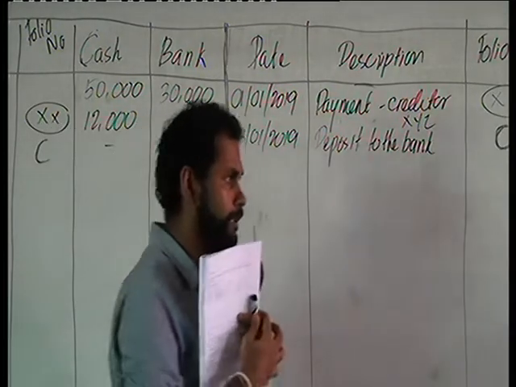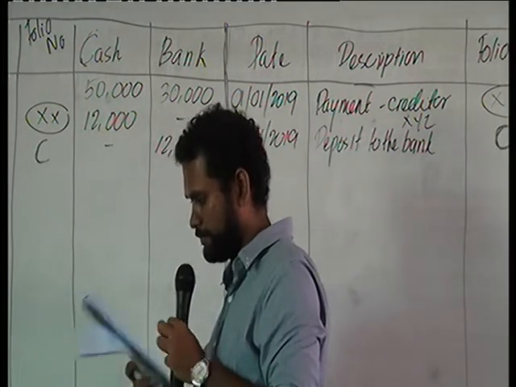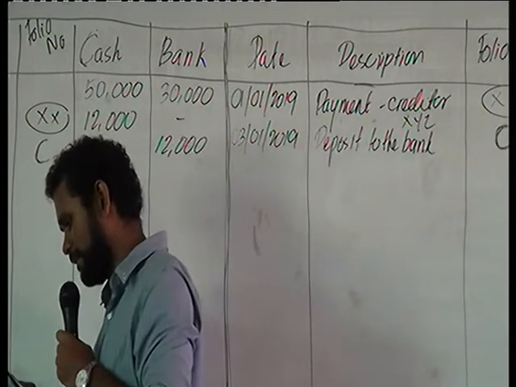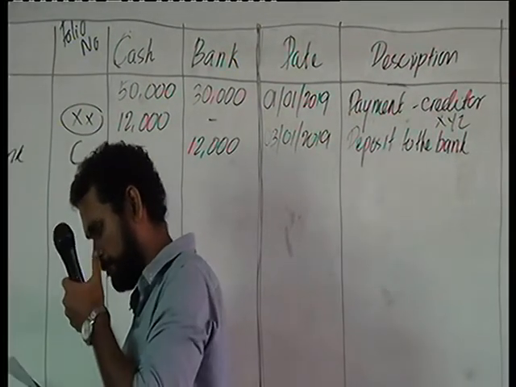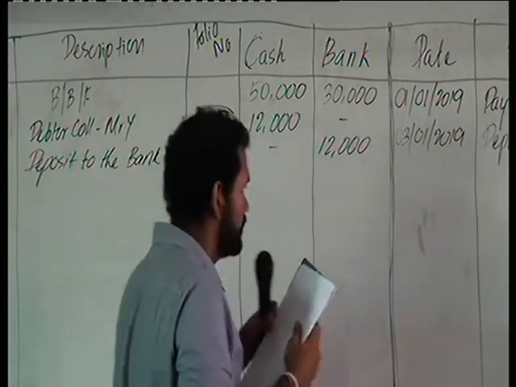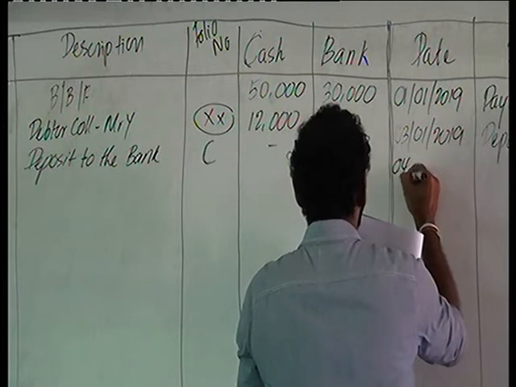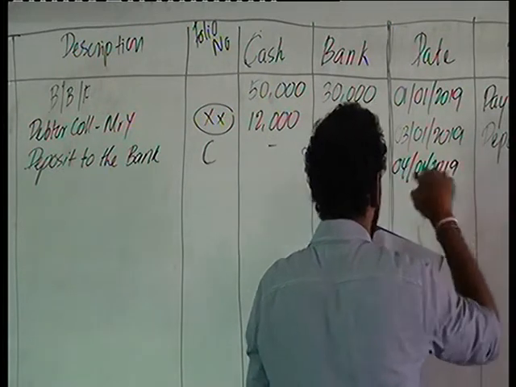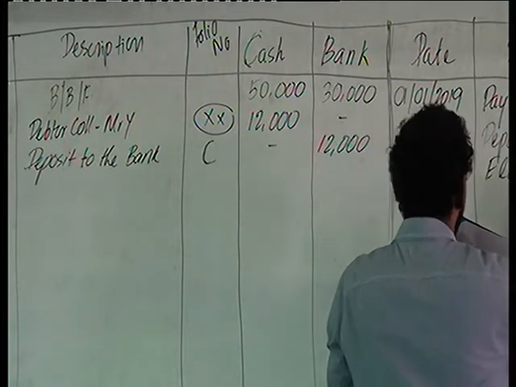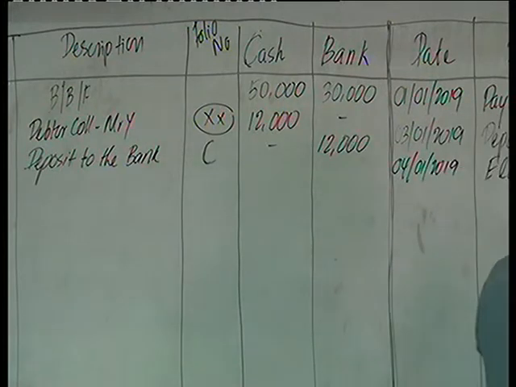Right. Let's look at these transactions. Now, the fourth one. On 4th January 2019, 1,700 paid to settle the monthly electricity bill. So here we have to assume that it's paid by cash. So on 4th January 2019, electricity expenses 1,700. Cash credit 1,700, no impact to the bank.